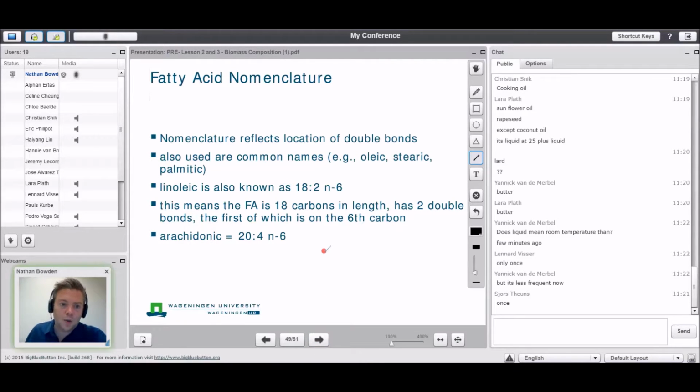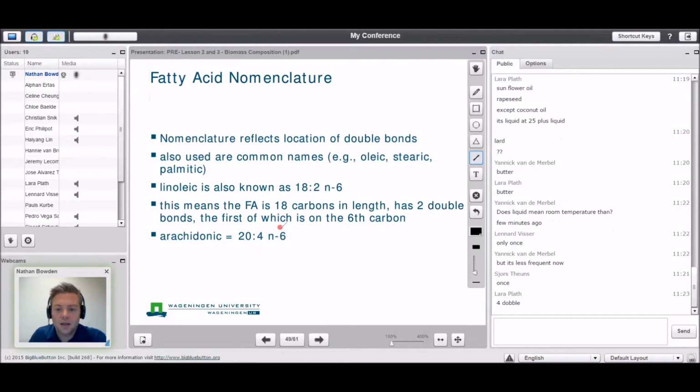Fatty acid nomenclature. Nomenclature reflects location of double bonds. Also used are common names. Linoleic is also known as 18:2 omega-6. That means it has 18 carbons in length, 2 double bonds, the first of which is on the 6th carbon. Arachidonic is 20:4 omega-6. So what does that mean? 20 carbons long, 4 double bonds, of which the first is on the 6th carbon.